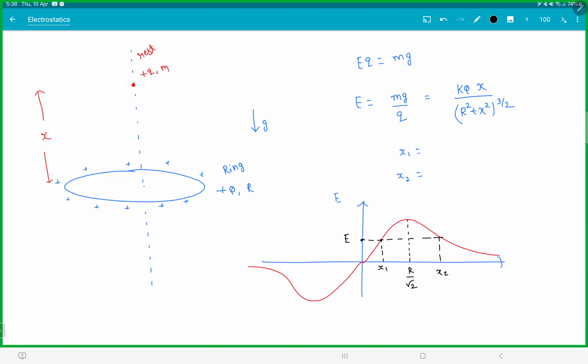Now, remember how to find something stable or unstable, what we do? We put it there and we displace it and see if it is coming back or not, isn't it? Now look at the scenario. So let's say if you take x1, let's say this point is x is equal to r by root 2. So this is where E is maximum. And let's say our equilibrium position occurred somewhere here. The particle is here, Q.